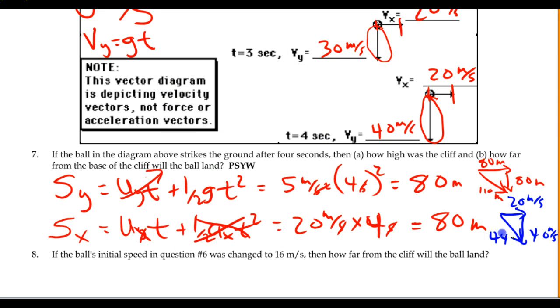Now that's only the magnitude of the velocity. We could also figure out the angle by using cosine, sine, or tangent of the particular velocity triangle. Well, we'll leave that for another time.